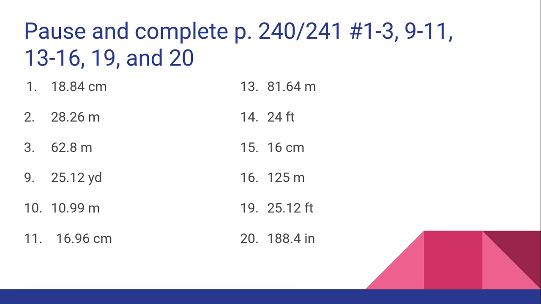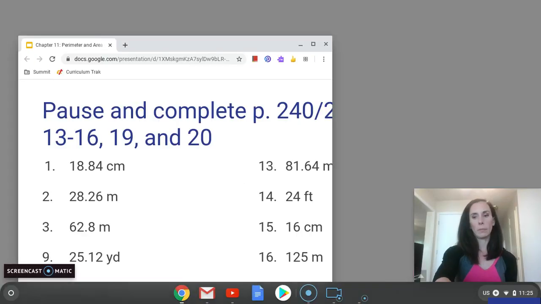On 19, you were given a radius, a word problem with a radius, so we're still multiplying times 2 since you were given the radius, and you should have done 2 times 3.14 times 4 equals 25.12. And on number 20, you were given a diameter, so we just needed to do 3.14 times 60 equals 188.4.